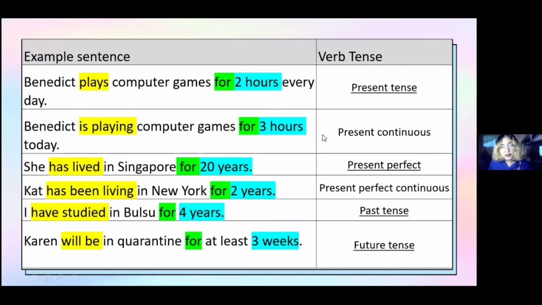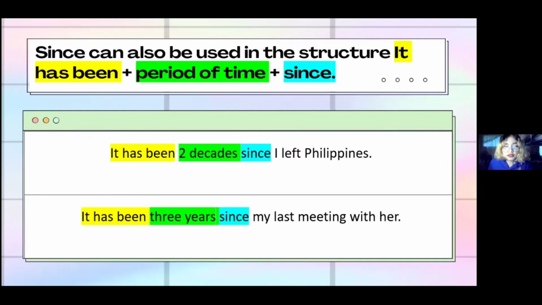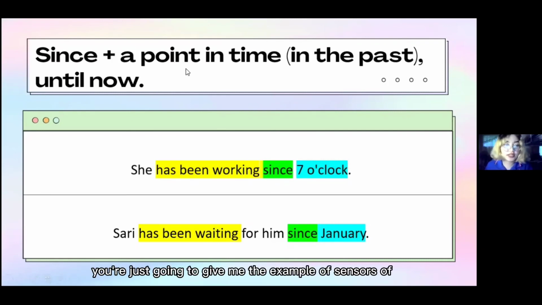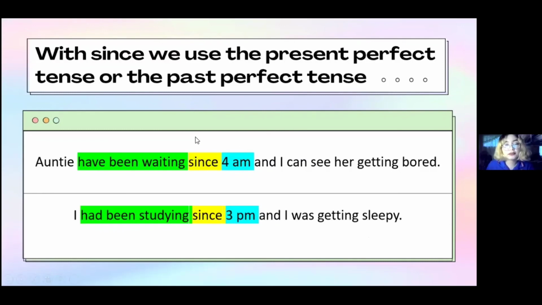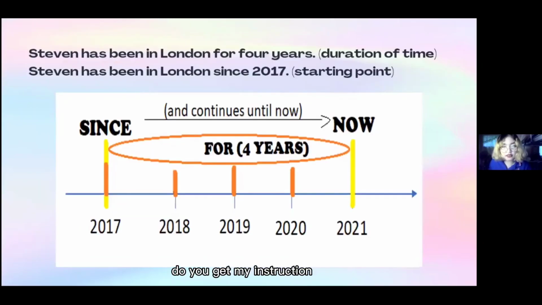Present tense, present continuous, present perfect. And for the since type, I already provided how we're going to construct it, like this one. You're just going to give me an example of since with a point in time until now, using the present perfect tense or past perfect tense. And then it has been plus the period of time plus since. So do you get my instruction, everybody?